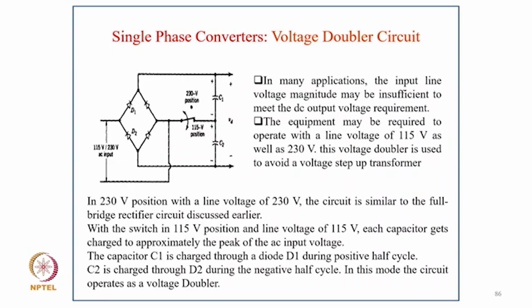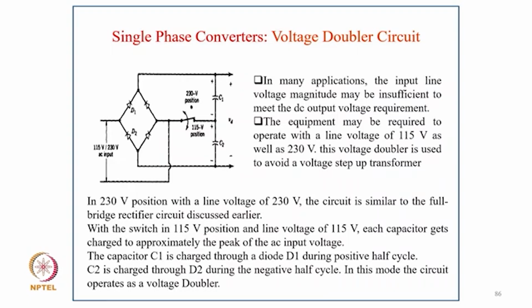So now coming to the single phase converter with the voltage doubler circuit. As you can see, it's very interesting and has an application where you can have a 115 volt or 230 volt input for the same output DC voltage. If it is 115, we close the switch. If it is 230, we open the switch.